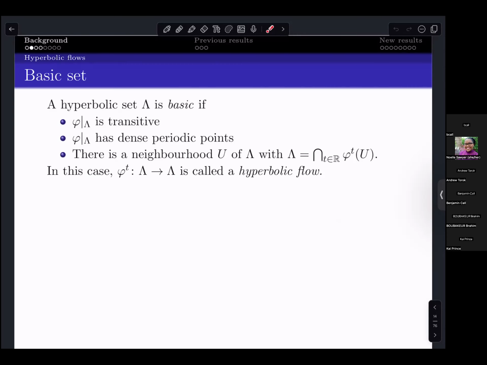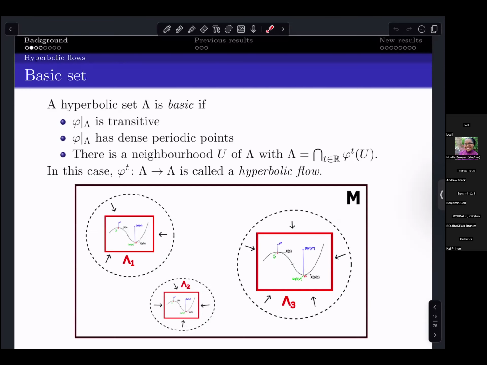So then the flow restricted to this hyperbolic basic set is called a hyperbolic flow. And the whole flow in this case will be an Axiom A flow. So this is a picture of M, and an Axiom A flow is one where you have this picture. You have a finite collection of these basic hyperbolic sets where nearby dynamics is attracted to them, and inside them you have this hyperbolicity.